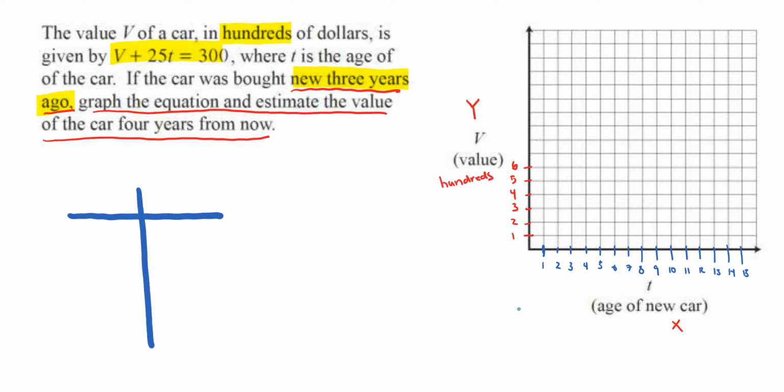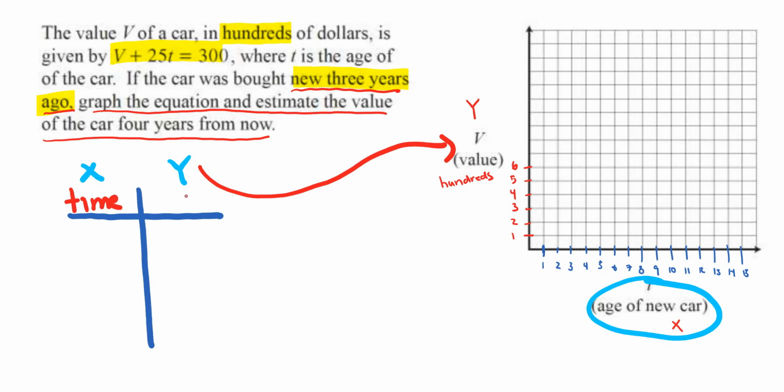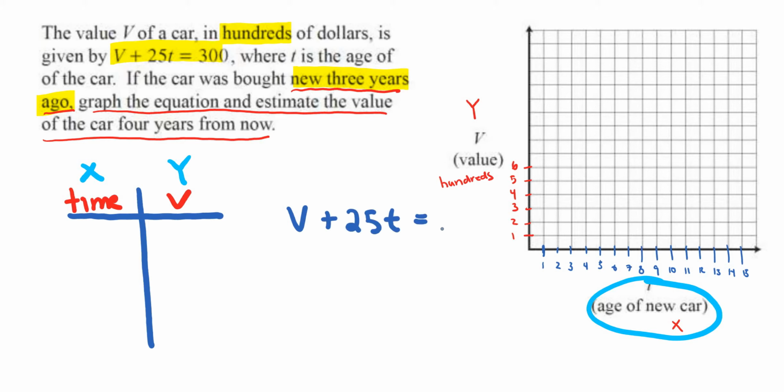Okay, so your x variable here, usually this is x and that's y, right? But what does x represent? x represents time, right? So this is going to be time. And what does y represent? y represents value in hundreds of dollars. Okay, great. All right, and our equation is this. The equation is value plus 25 times the time equals 300.